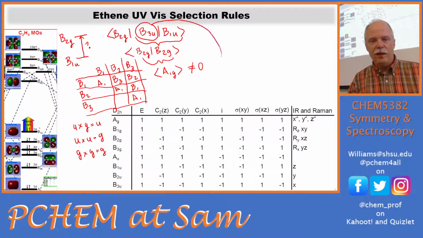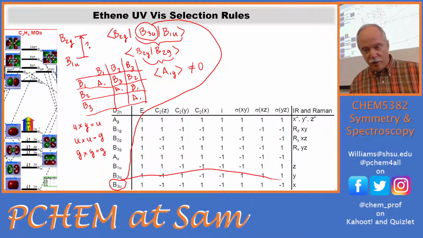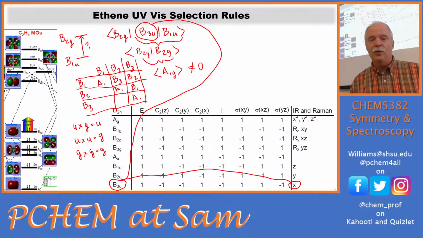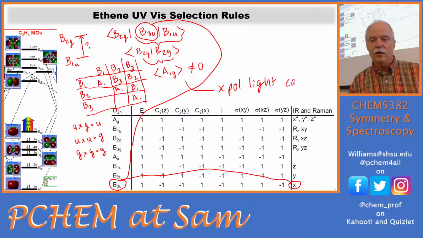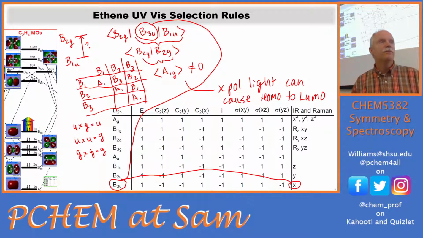Then we come down here and look for B3U. And then we come over here, and it's X polarized light. So we've got it. X polarized light will cause the HOMO to LUMO transition. But say, if we needed AU symmetry, then it would be possible. No, AU is in the top row. So all you've got to think of is top row.